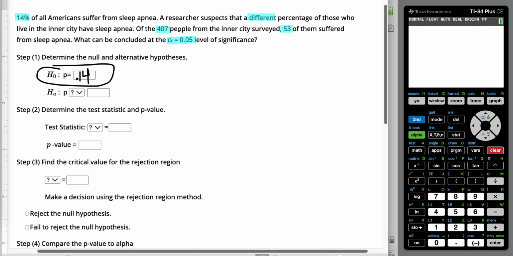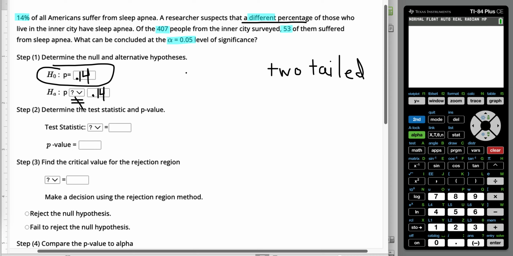But then someone is challenging that. They're saying that they think it's a different percentage. So in this case, they're not saying that they think it's greater than or less than. They're just saying that they think it's different. So that means this is going to be a two-tailed test, because they don't care which direction it's in. They just think it's different, not necessarily that it's higher or lower. So when we set up our alternative hypothesis, we're going to say that the proportion is different or not equal to 0.14. This is what the challenge statement is.